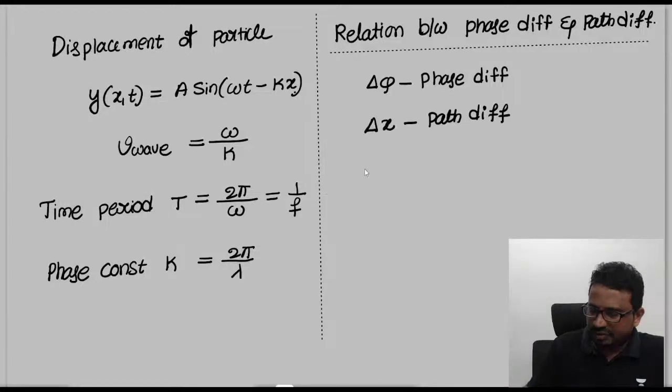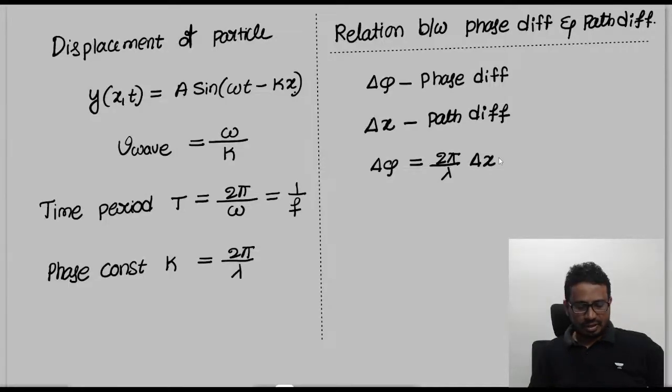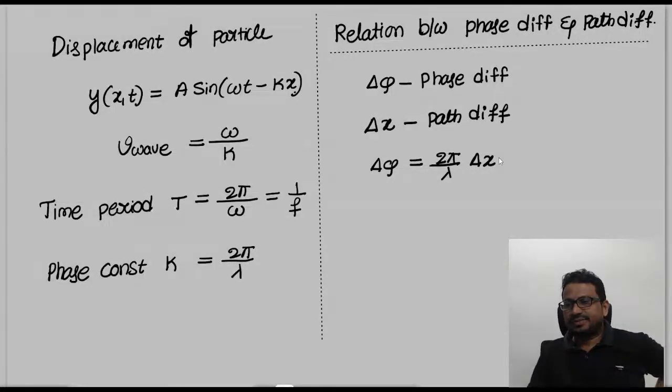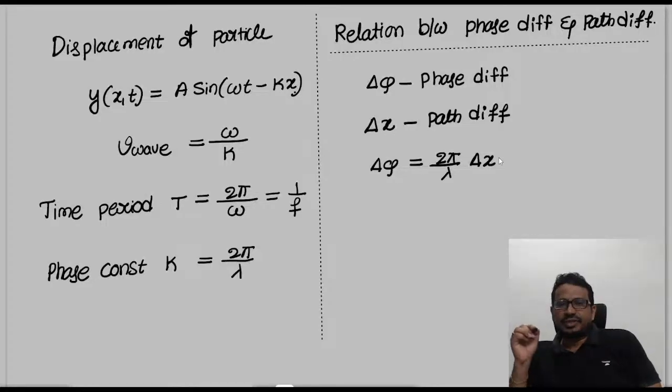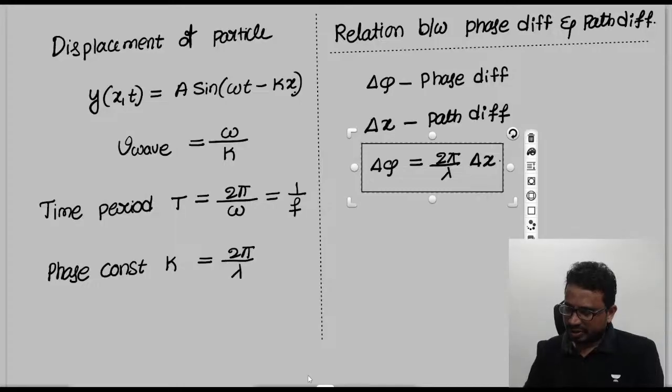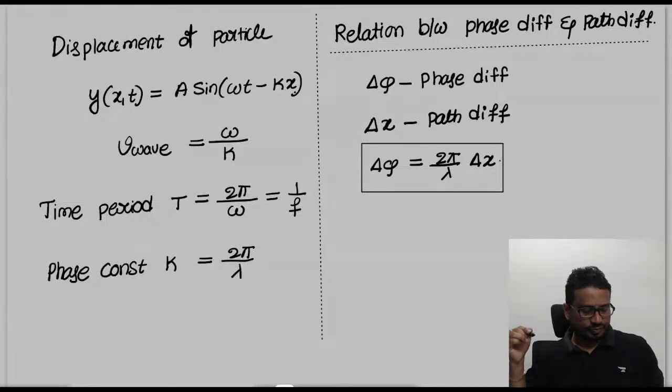Then the relation between these two is given as delta phi equals 2 pi by lambda into delta x, where delta phi is the phase difference and delta x is the path difference. Delta phi equals 2 pi by lambda into path difference. This is one of the very important formulas, and try to remember this one.